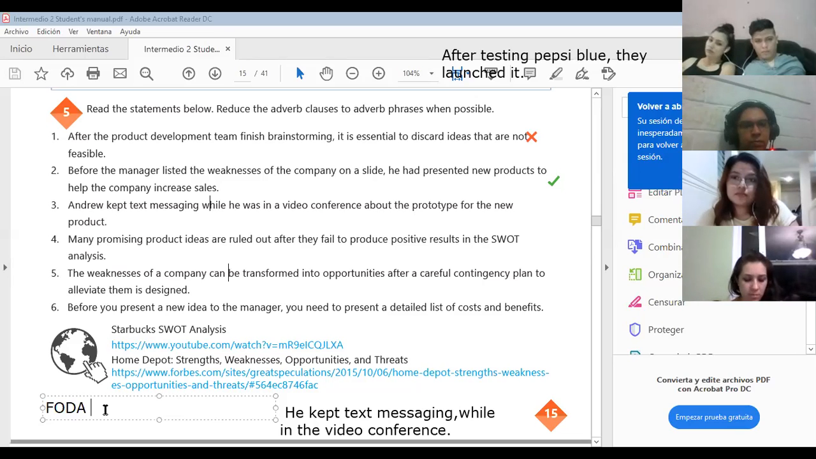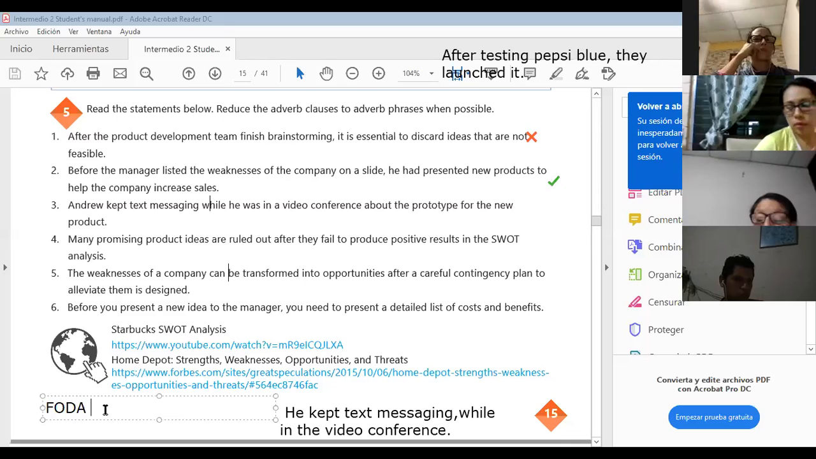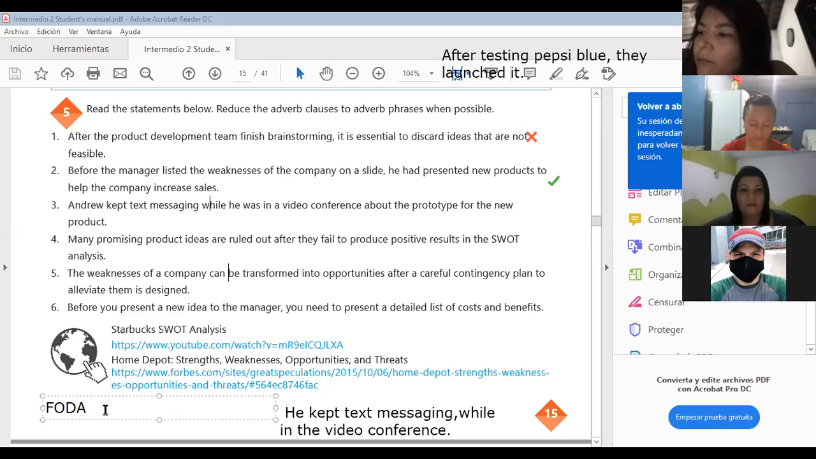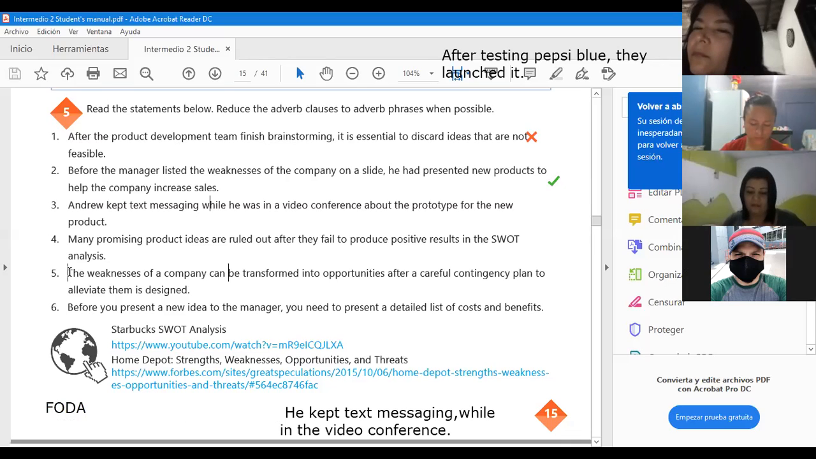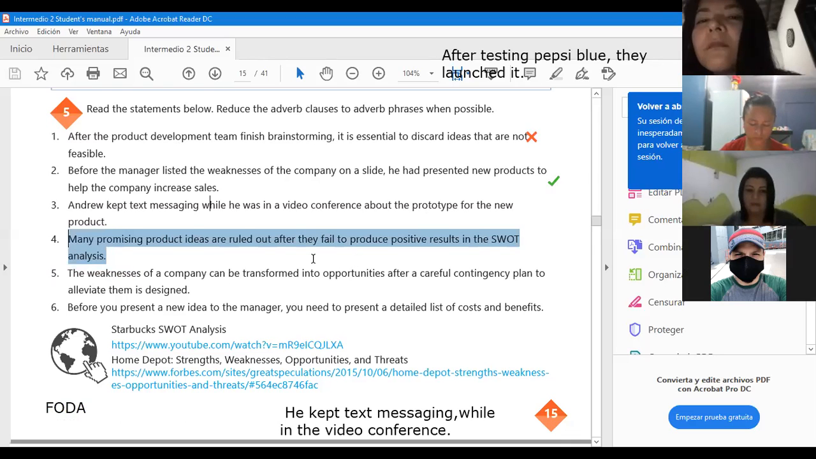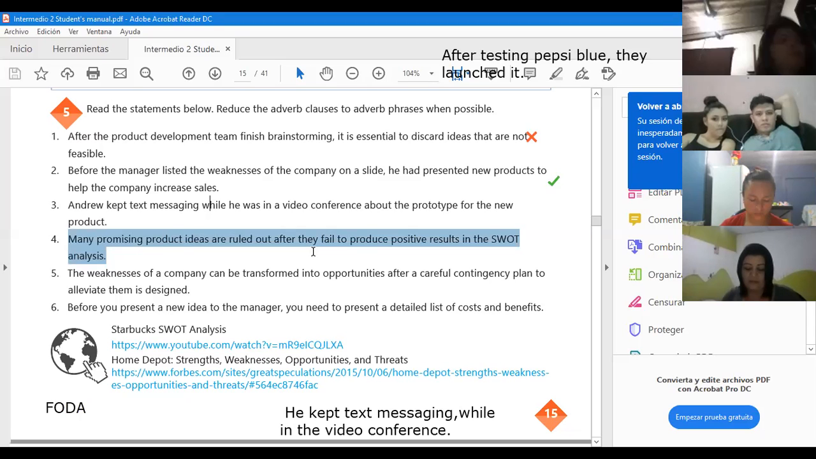All right. Well, let's ask, who do we ask now? Let's ask Shane to tell us if we can reduce this or not. Can we reduce number four? Many promising product ideas are ruled out after they failed to produce positive results in the SWOT analysis. Yeah, you can also say the SWOT analysis. People understand it as SWOT, like S-W-O-T, SWOT. Yeah, people get it too.